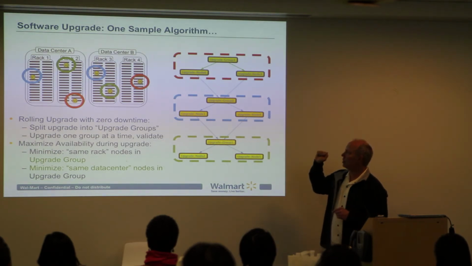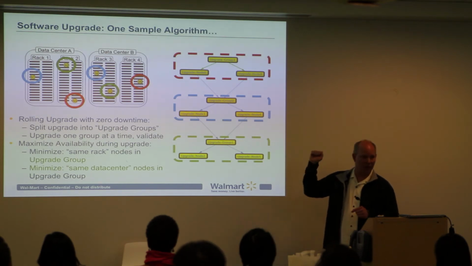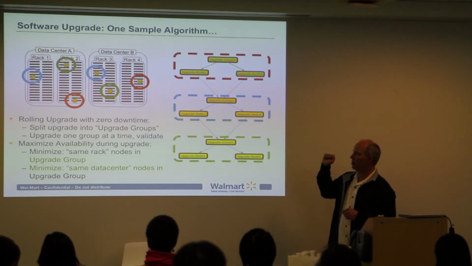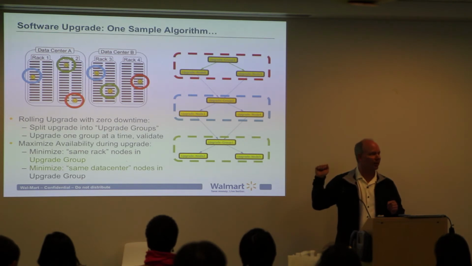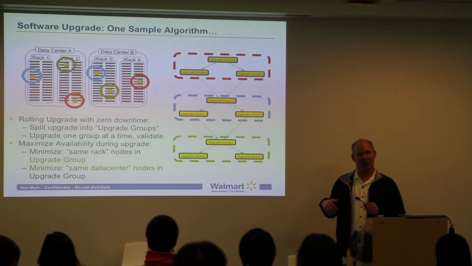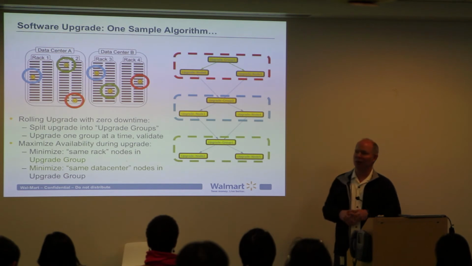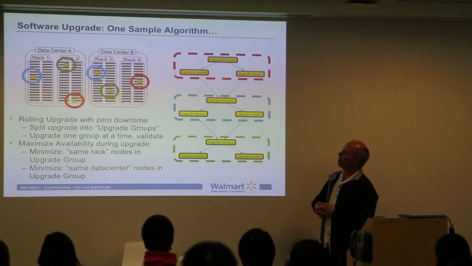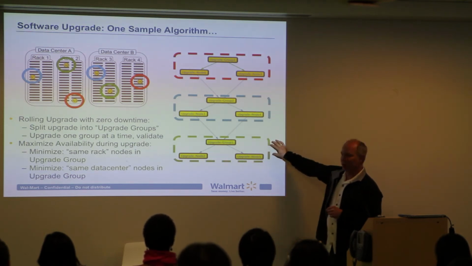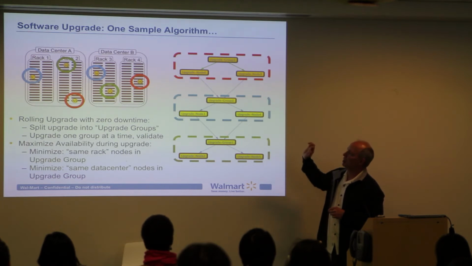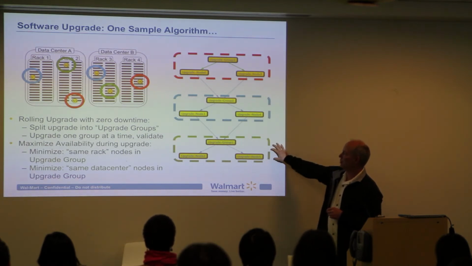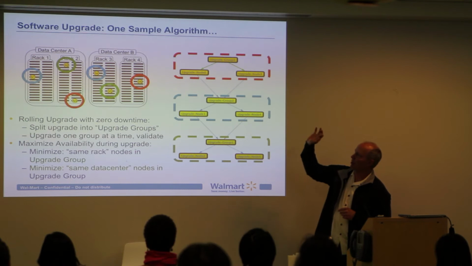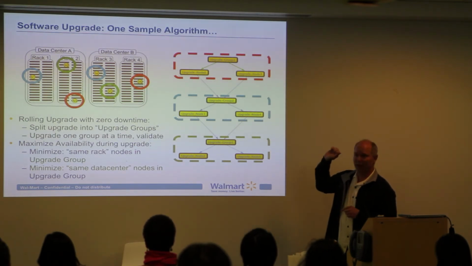In this case, we're going to choose nodes that aren't in the same data center and nodes that are not in the same rack, if we can get away with it. If we've got a big cluster with a lot of nodes, then sometimes it's very difficult to have nodes that aren't in the same data center or the same rack. If you look at this first upgrade group, this green box here, you'll see that the first set of nodes chosen are nodes 2 and 5. They're in data center A in rack 2 and data center B in rack 3.